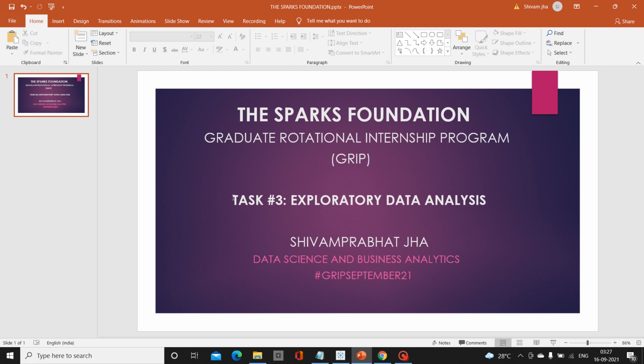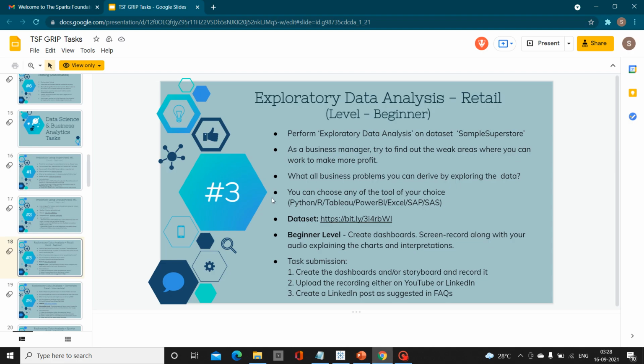I have completed task 3. The title of the task is Exploratory Data Analysis. In the given task, we have to perform exploratory data analysis on the given dataset, Sample Superstore. As a business manager, we have to find out the weak areas where we can work to make more profit. Also, we have to derive the business problems while exploring the dataset.